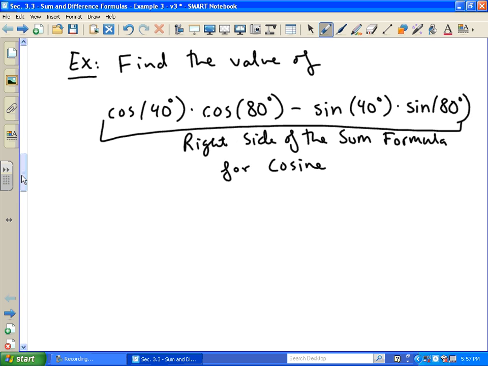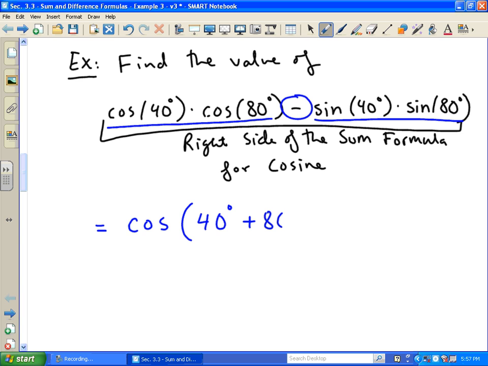Alright, the reason that I know that is I see that there's terms multiplied, mixed together. I see that actually the first two terms are cosines by themselves, the second two terms are sines by themselves, and in the middle I see a difference. Well, I recognize that as actually the right-hand side for this formula, cosine of the sum of my two angles. And so by recognizing this as the right-hand side, I can rewrite what I was originally given into one more compact looking cosine function. Then I can add 40 degrees and 80 degrees, and I'll have cosine here of 120 degrees.